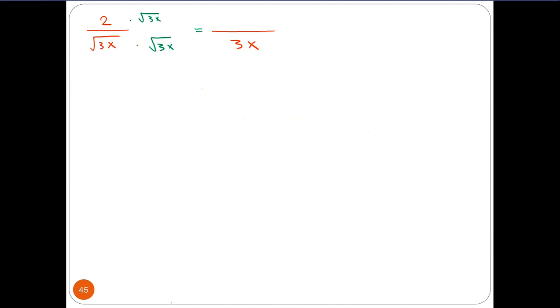Now in the numerator we have 2 radical 3x. إذا أنا هنا عملت rationalize of the fraction. Rationalize يعني لغيت الجذر اللي في المقام. تمام. عملية بسيطة سهلة.